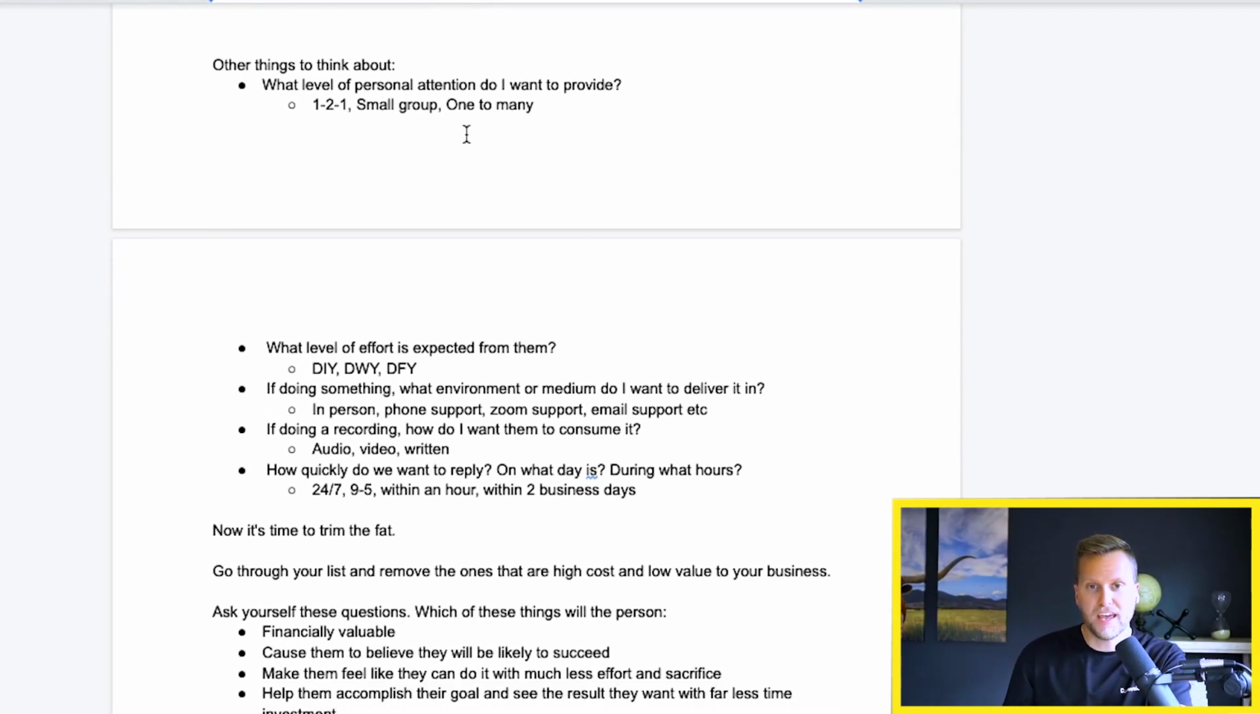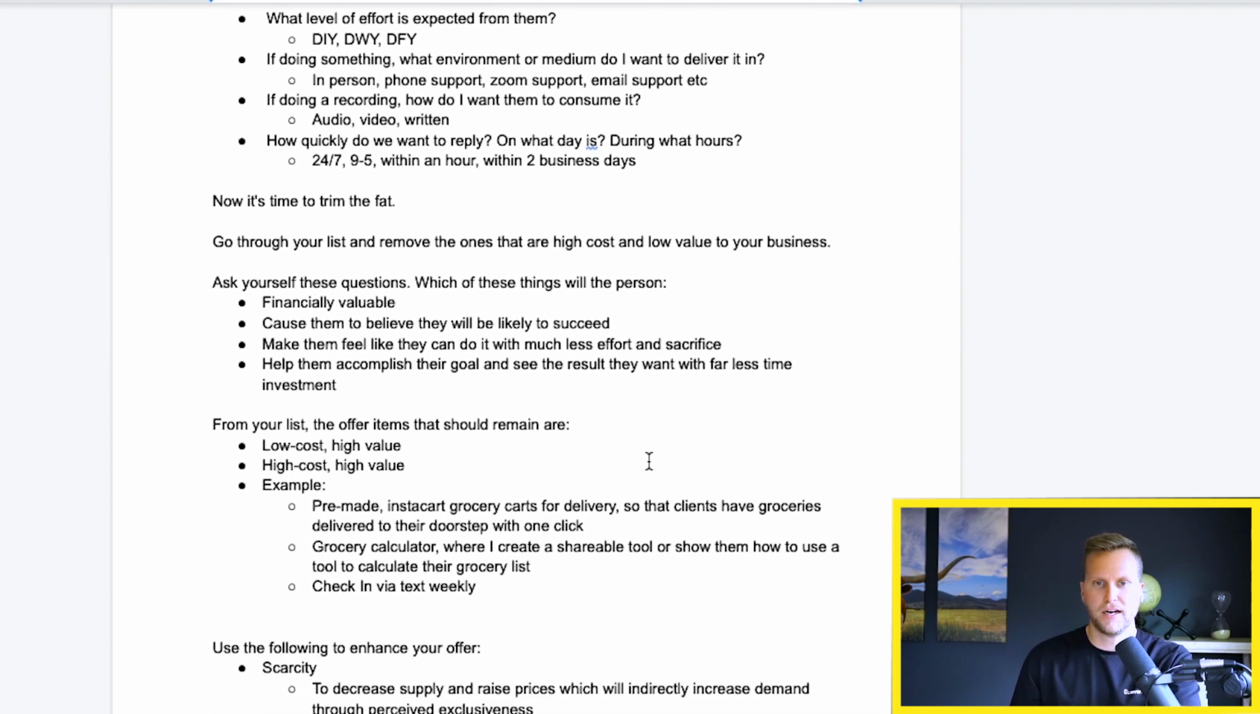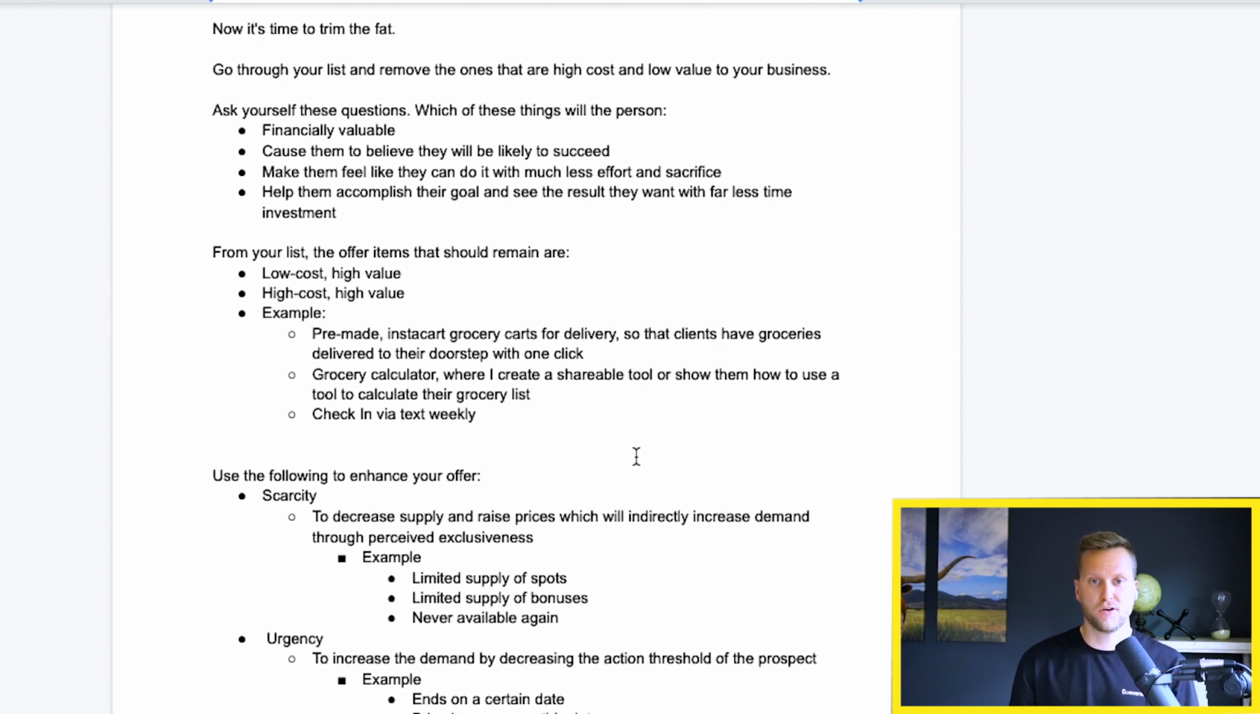You need to think about things that you can do for personal attention, or how do you want to provide one-on-one, small group, one-to-many, what level of effort is expected, DIY, done with you, done for you. If you're doing something, what environment or medium do you want to deliver in? Is it being recorded? How quickly do you want them to reply? And from there, now it's time to trim the fat.